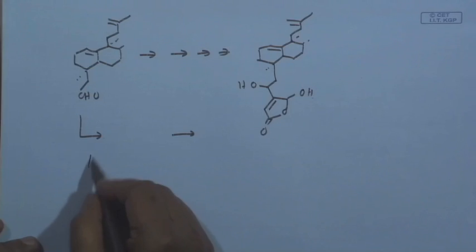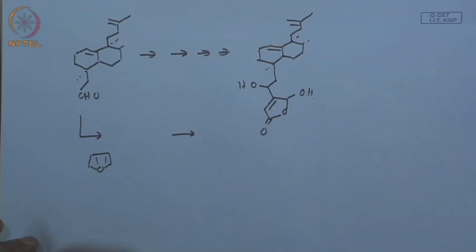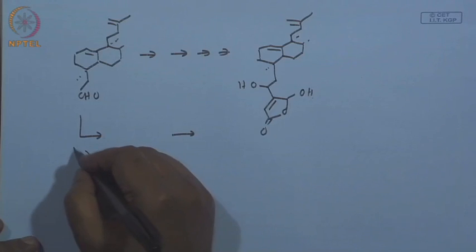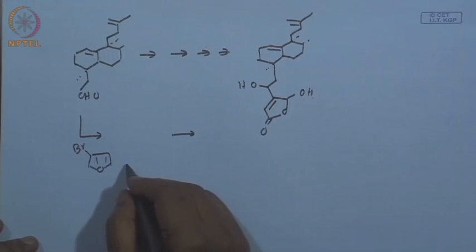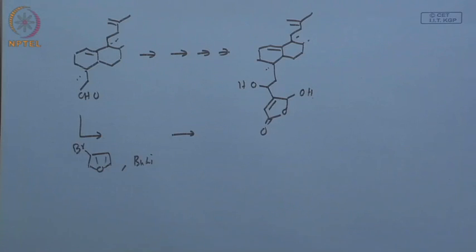For example, actually I will give you the answer. The answer is that you begin with this one, furan. We have been talking about this. Then bromofuran, butyl lithium. I think now we know what is going to happen. Actually, this is equivalent to 3-lithiofuran.